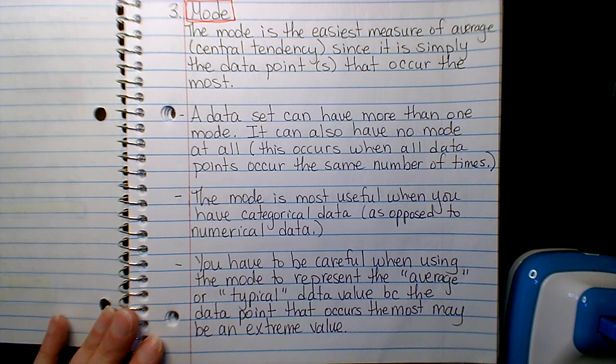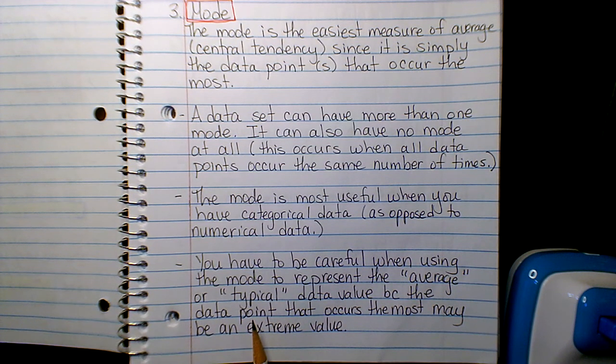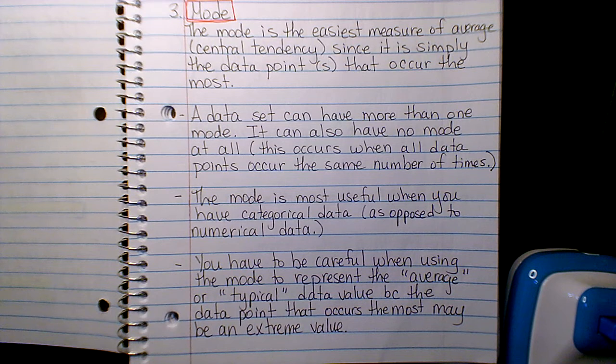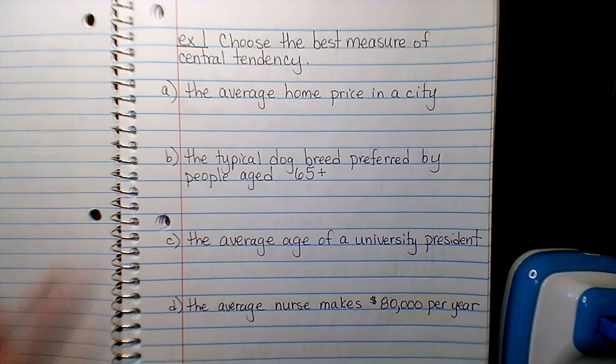Now, you have to be careful when using the mode to represent average or typical, because the data point that occurs the most may be an extreme value. It may be one of those super high numbers or super low numbers and may not represent the typical data point of that data set. All right, so let's look at some examples here.